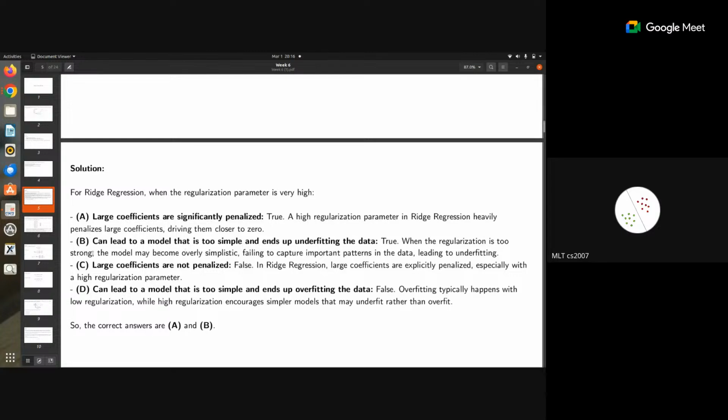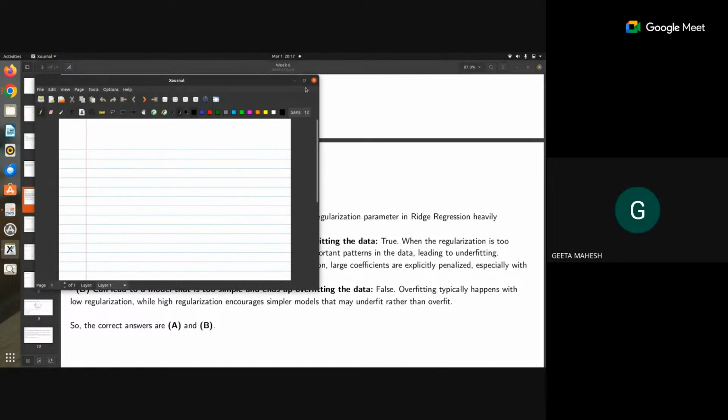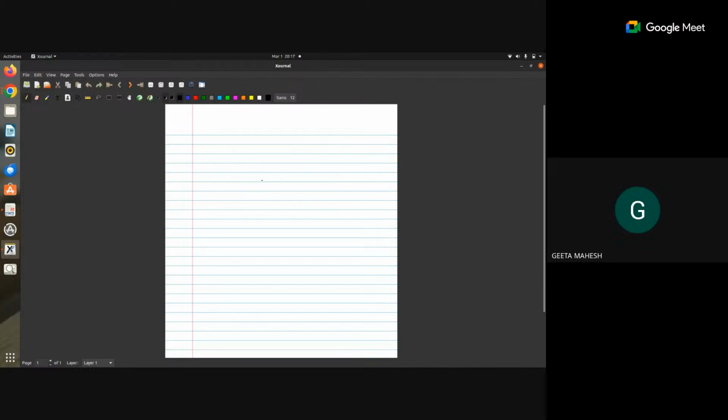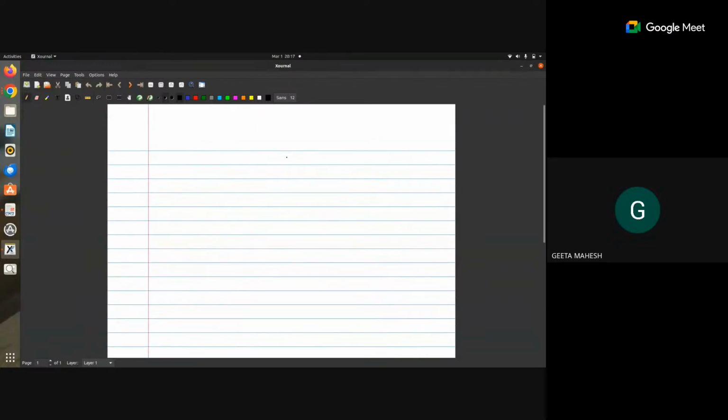Is this correct? Option B. Yes, sir. Why will it be correct? Because when regularization is more, that is lambda is more than 1 upon... what is it? I don't remember the correlation coefficient symbol. Okay, it is 1 upon sigma square, no? 1 upon gamma square. So gamma square will be less, which means that the correlation between the variables will be less.